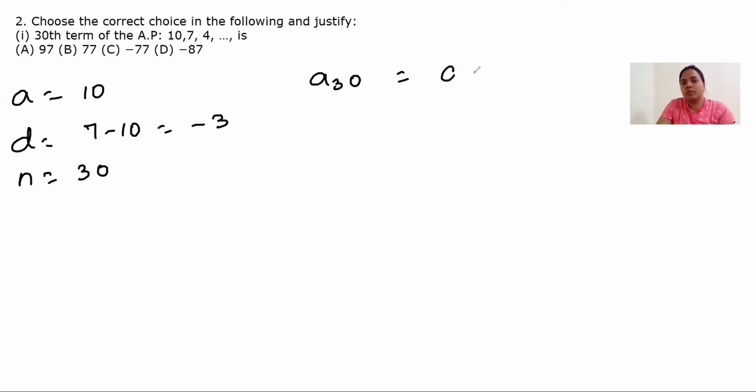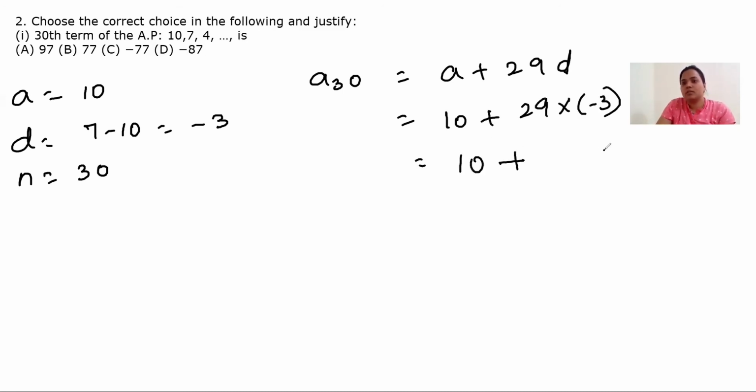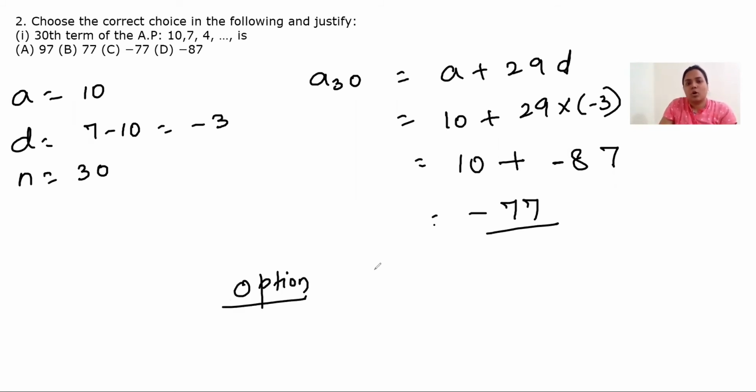A30. So A30 will be equal to A plus 29D. That is equal to 10 plus 29 into minus 3. This will be equal to 10 minus 87. So this is equal to minus 77. So the correct option is option C.